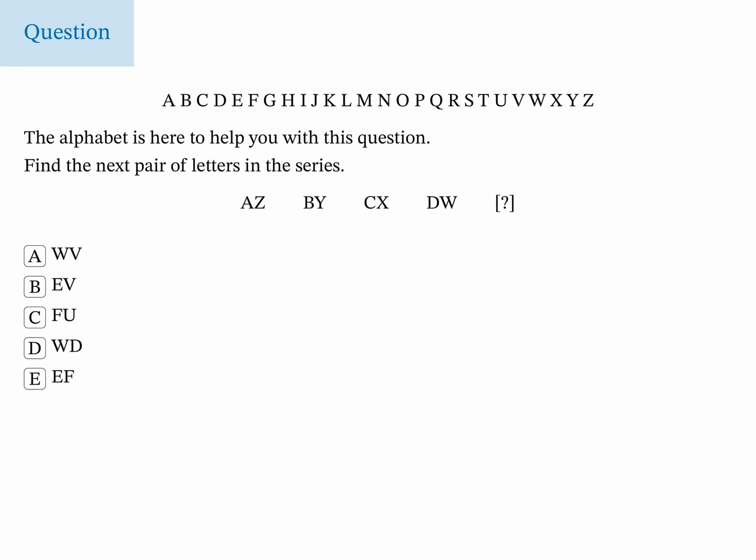Again, I'll read the first question out to you, and then I'll give you a go to work through it and let me know what you think your answer is. So the alphabet is here to help you with this question. Find the next pair of letters in the series: AX, BY, CX, DW. What's the next letter pair? I'll give you a few moments to have a think, have a go, use the alphabet to help you, and we'll go through this in a few moments.